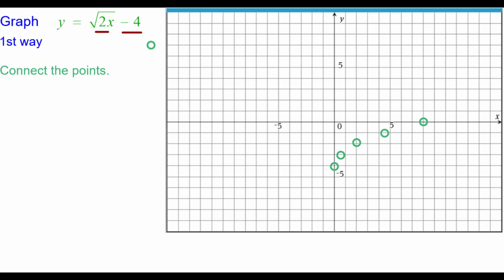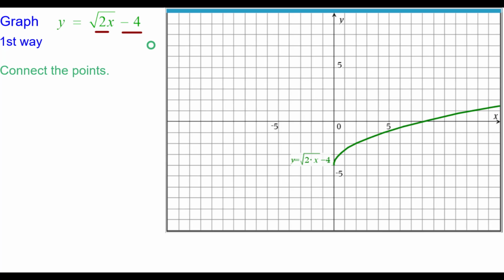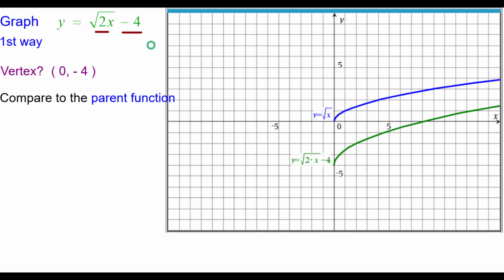Connect the points to make it look like a square root curve. The vertex is at 0, -4. And we compare it to the parent function. It has been shifted down and it goes up a bit faster.